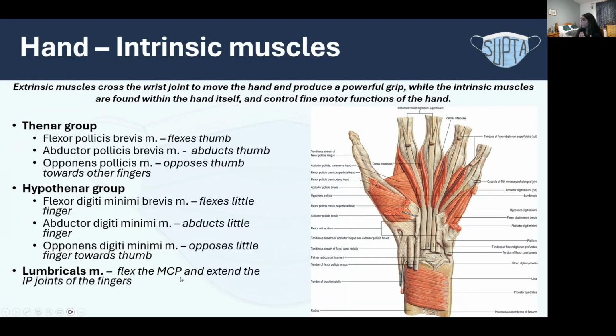So we have our lumbricals, which are essentially these muscles right here. Look at their position and imagine their function. They flex the metacarpophalangeal joints and extend the interphalangeal joints of the fingers. If you can't tell from the name, look at the location and you'll be able to tell the function. Think of what I told you: if a muscle crosses a joint, it produces a movement. Looking at the position, you can tell what kind of movement it produces.